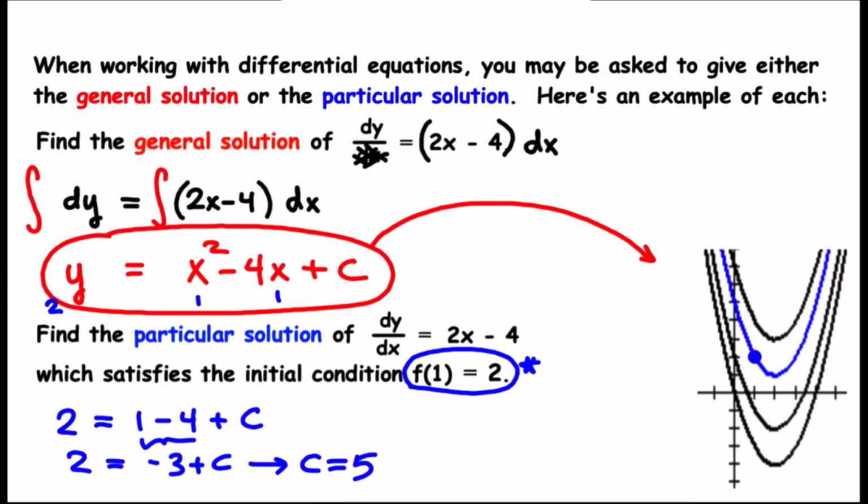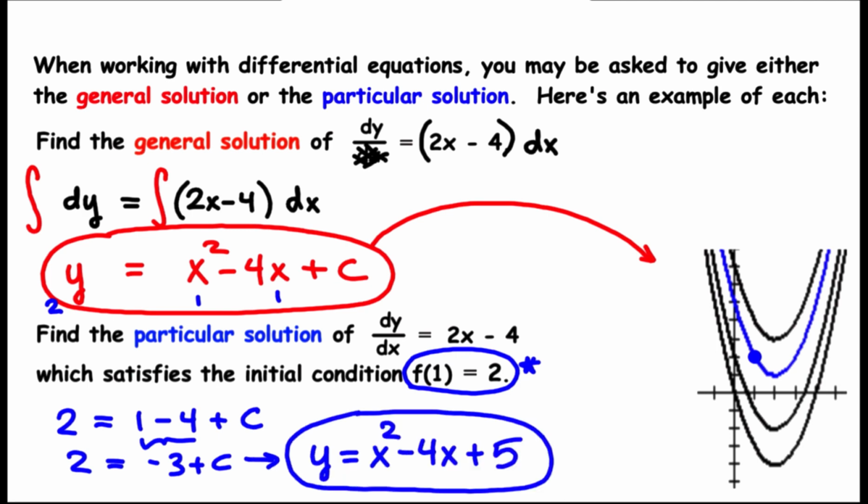Now, don't think that c equals 5 is the answer. The answer has to be a parabola. It has to be a y equals. But it's simply going to be the same as the red answer, except instead of plus c, it's plus 5. And that is the particular solution to the Diffie-Q, to the differential equation.